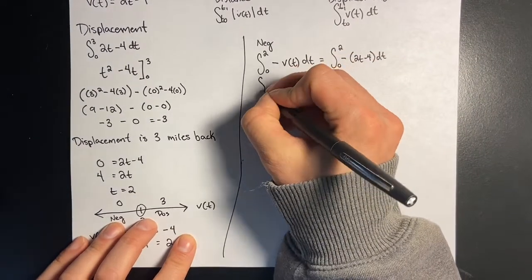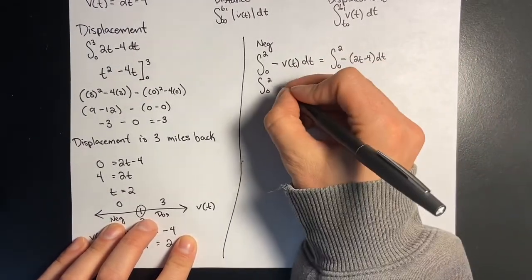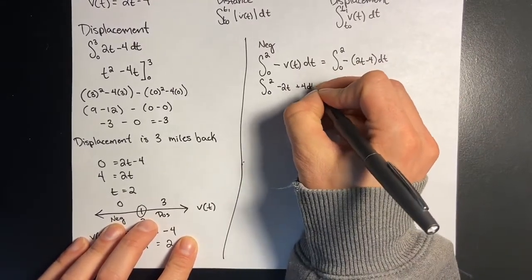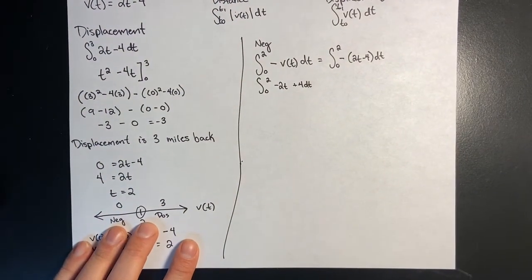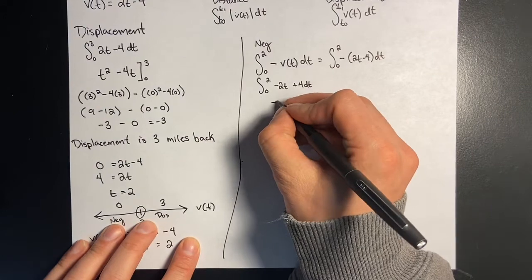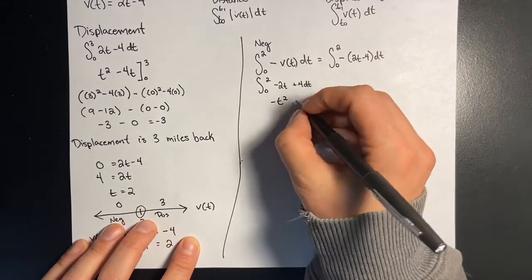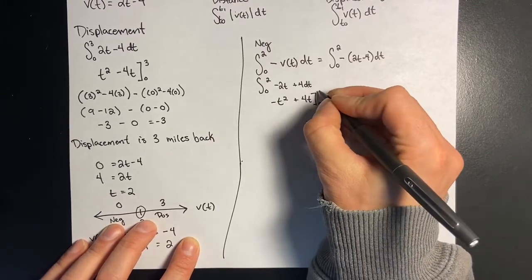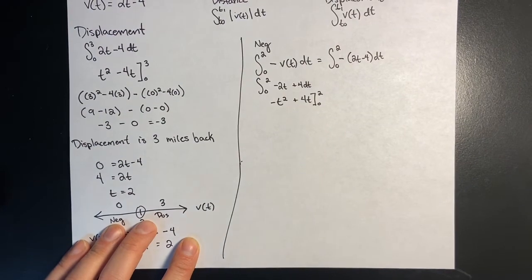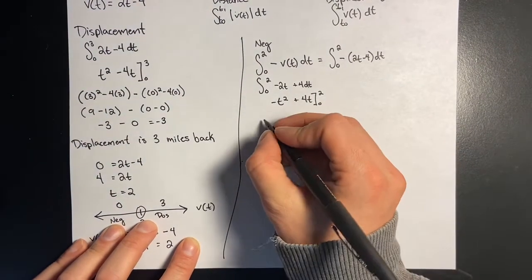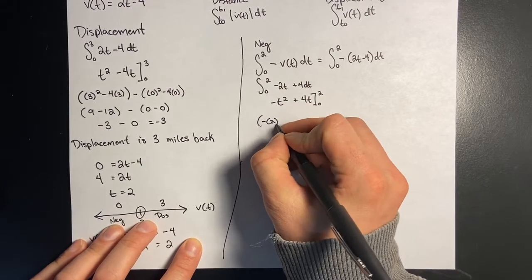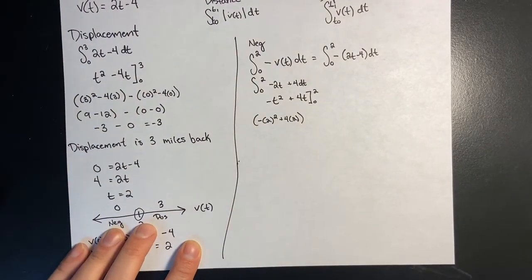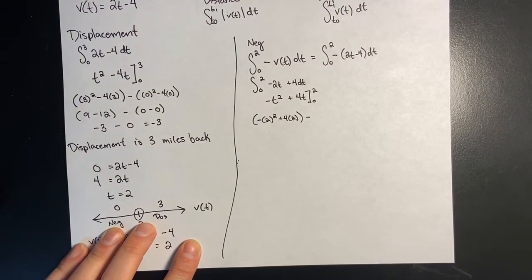Or negative 2t plus 4 dt. The integral of negative 2t is negative t squared. The integral of positive 4 is 4t. My limits of integration are 0 and 2. I plug in 2. Minus, I plug in 0.